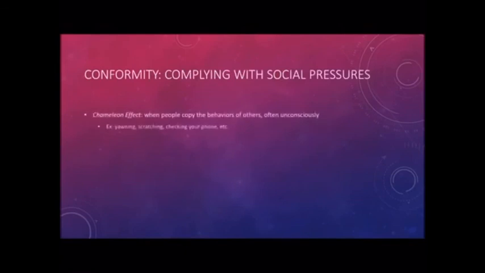Okay. So, some additional terms. We've got the chameleon effect, which is just when people copy the behaviors of others, and it's often not something that you're choosing to do. It's just something that we do naturally. And this is because of mirror neurons, if you remember talking about those in, I think, the memory chapter or the learning chapter. But examples: yawning.